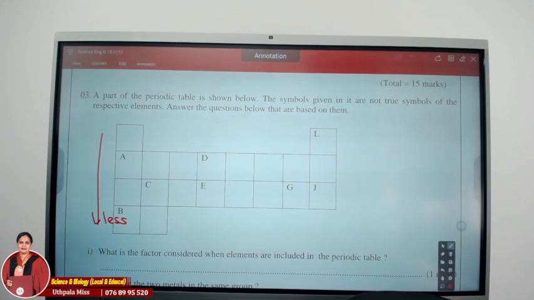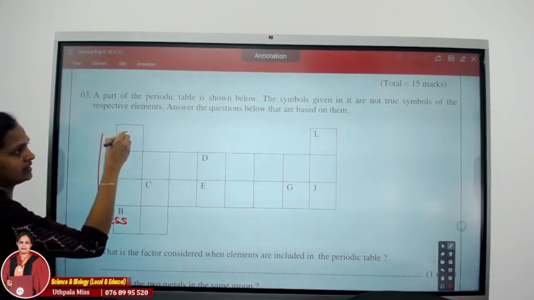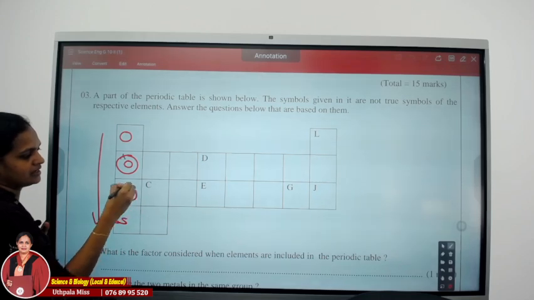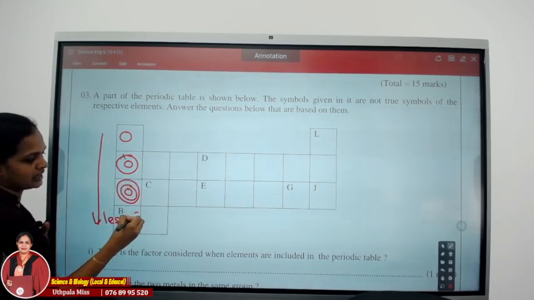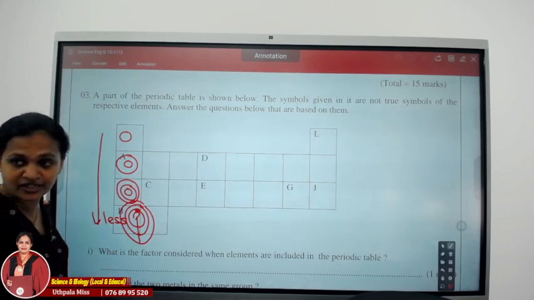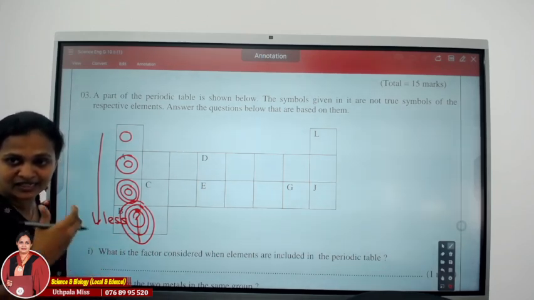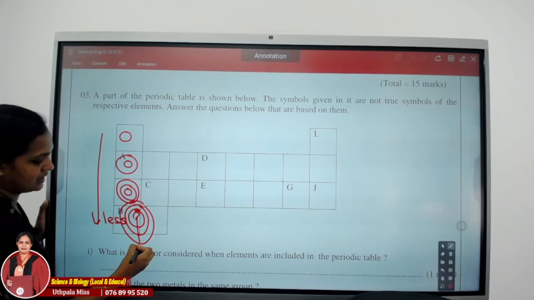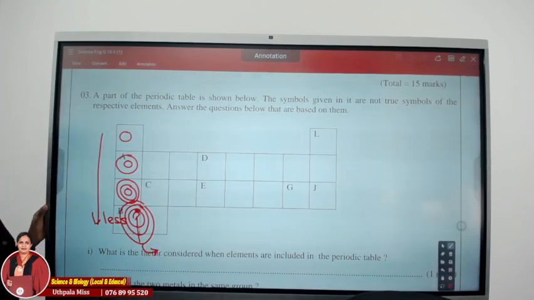A and B belong to the same group, right? So this one has 1 energy level, this has 2 energy levels, this has 3 energy levels. When it comes to B, it has 4 energy levels. That means the distance from the nucleus to the outermost energy level increases. That means the attraction in between the nucleus and the valence electrons is less. Therefore, it is easy to remove those electrons. Therefore, B has a less first ionization energy than A.